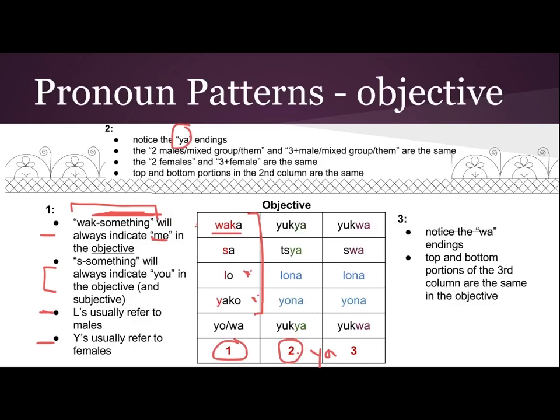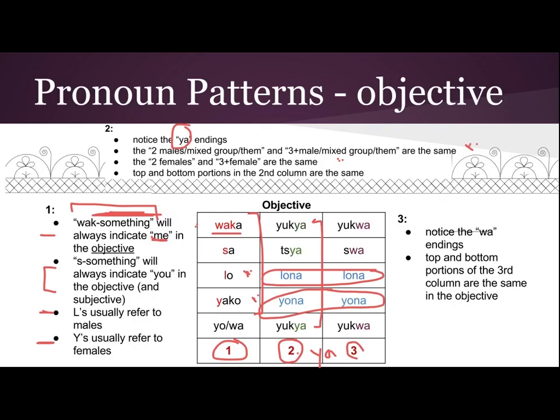So that's important to remember when we're talking about patterns between both of them. Notice that the two males and the three or more males, they're exactly the same pronoun, lona and lona. Same thing for the females. Two females and three or more females is also yona and yona. Also, there's one other one. The top, yungya, and the bottom are exactly the same, okay?